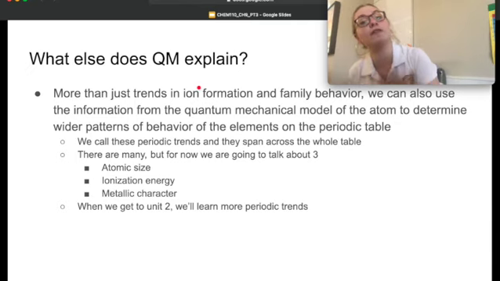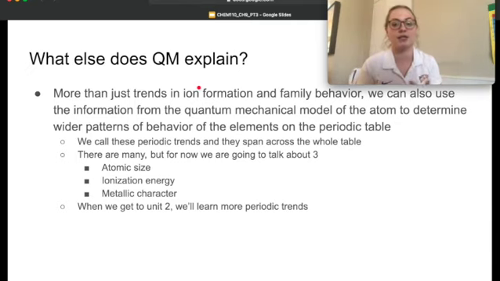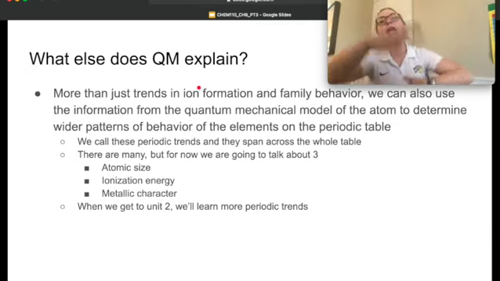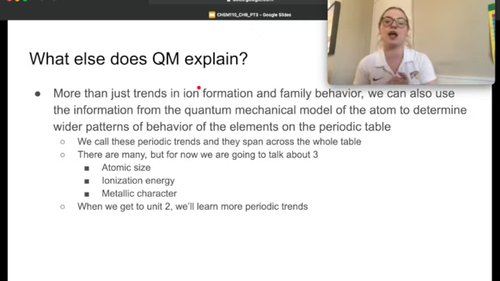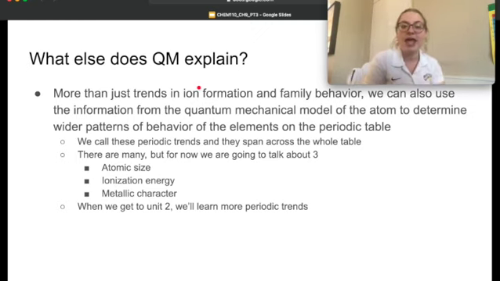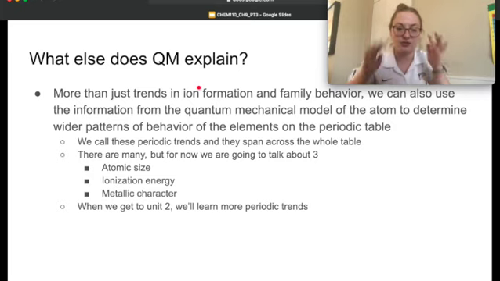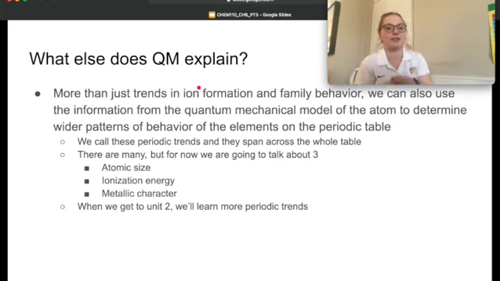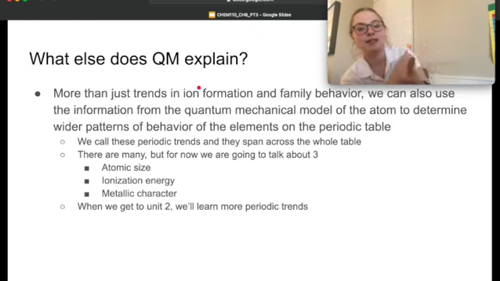There are other behaviors besides just ion formation and family behavior that we can use when we're looking at the periodic table. We call these periodic trends. There are a few trends on the periodic table, but for now we're only going to talk about 3 of them, okay? 3 trends on the periodic table: atomic size, ionization energy, and metallic character.